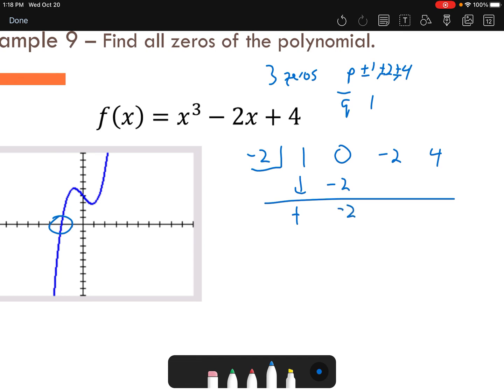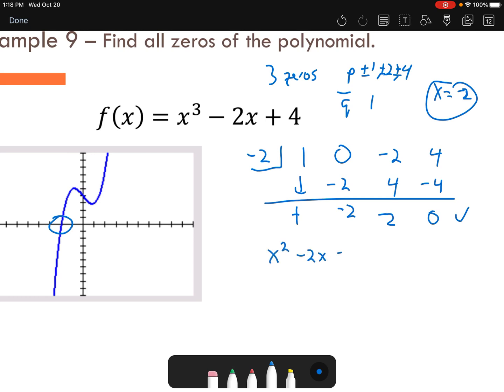So that's 1 times negative 2 is negative 2. Negative 2 times negative 2 is 4. That's 2. Negative 2 times 2 is negative 4. That's 0. So x equals negative 2 is a 0.